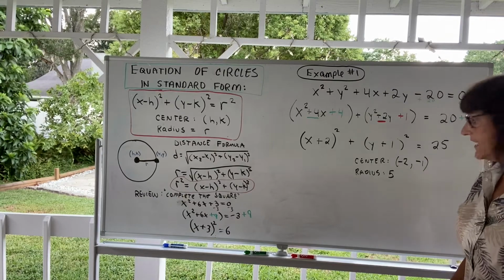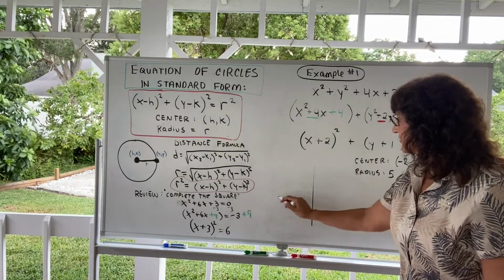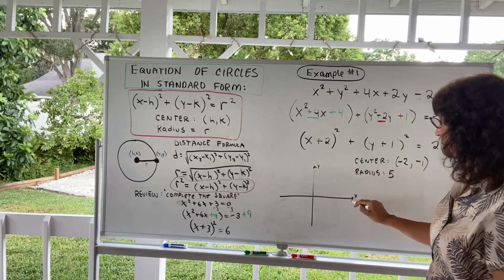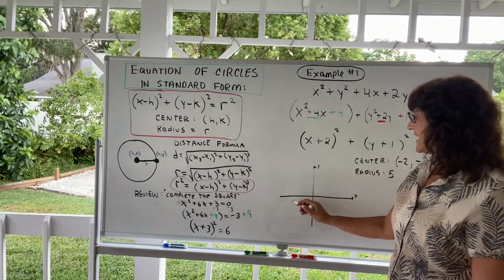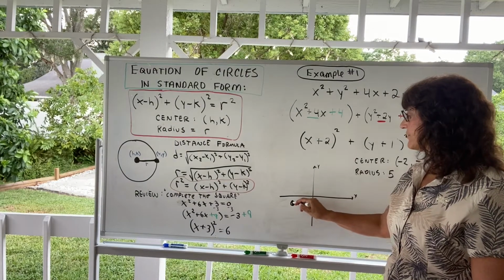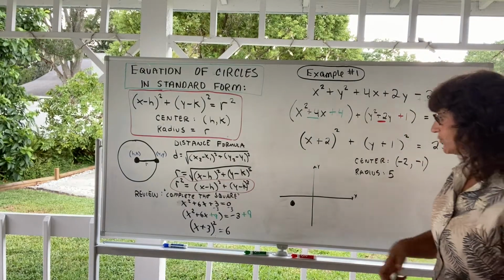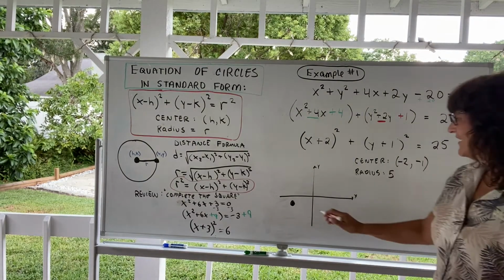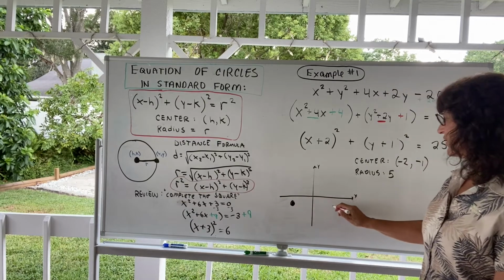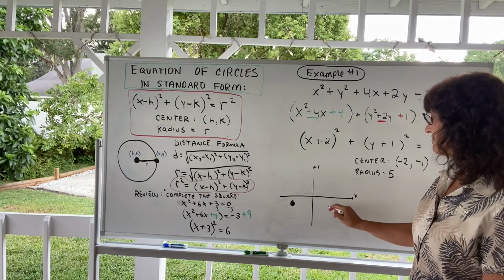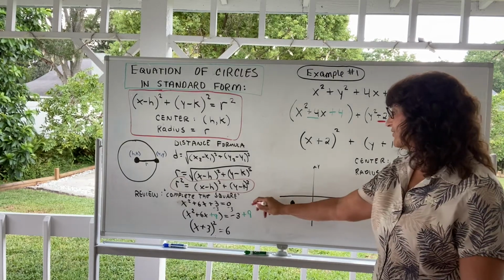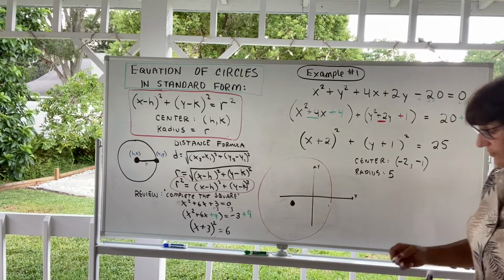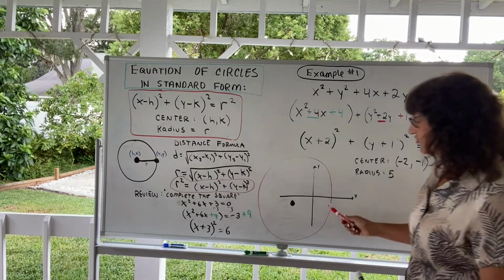And then what would a sketch look like? We want to sketch our circle, and this is just a rough sketch. You're going to go left 2 and down 1, and this is where we plot the center of the circle. The radius is 5, so from the center you go 5 in each direction: 5 to the left and 5 to the right, 5 up, 5 down, and you draw your circle. That's about what the circle would look like, just a rough sketch.